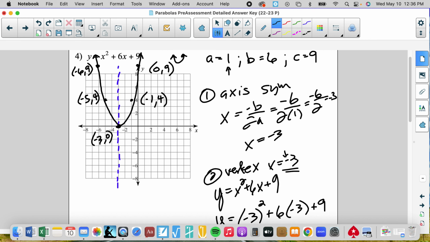Hopefully that helps. Hopefully you got those same solutions. Now, let's talk about that. Well, we're all going to have the same vertex. We're all going to have the same y-intercept. But our 4th point may be different. I chose negative 1. Maybe you chose negative 2. Maybe you chose 1, 2, whatever. So we may differ there.